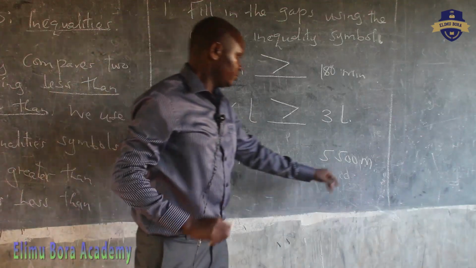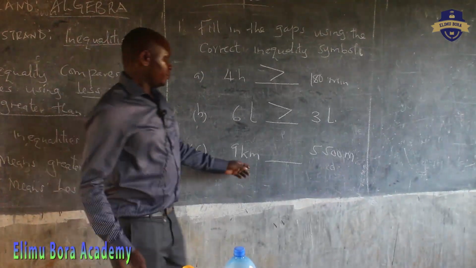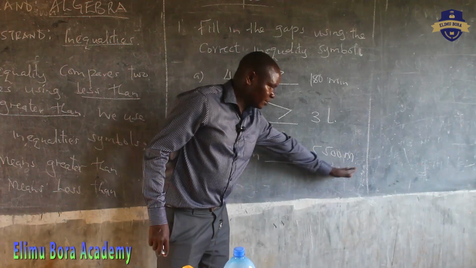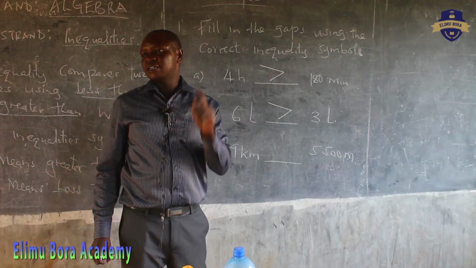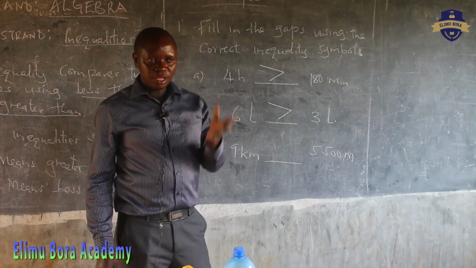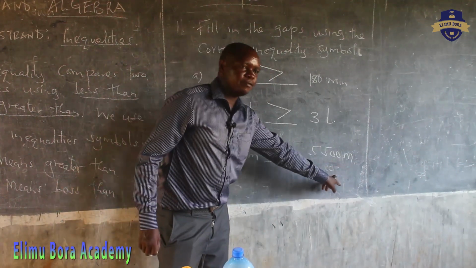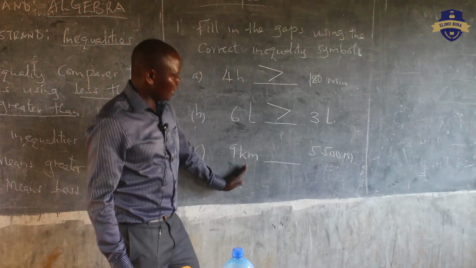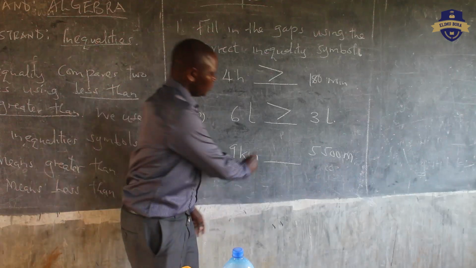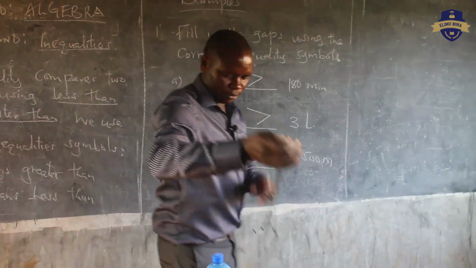9 kilometers, 5,500 meters. For here, what you are going to do is that we convert what? Our 5,500 meters to kilometers, so that we have what? The same unit. How many meters make 1 kilometer? 1,000, isn't it? So when you divide by 1,000, you find that itakuwa ni 5.5 kilometers. And then now we are going to have 9 kilometer and 5.5 kilometer. Which one is greater? 9. Sinivo? So still we are going to use what? Greater. Are you together?